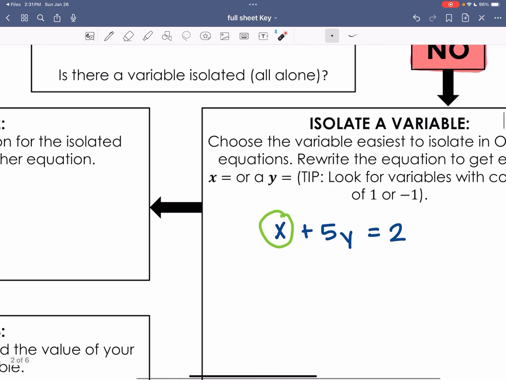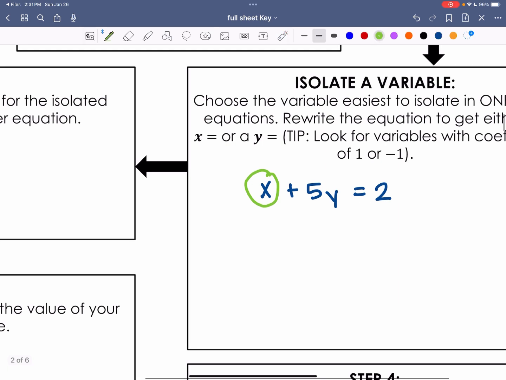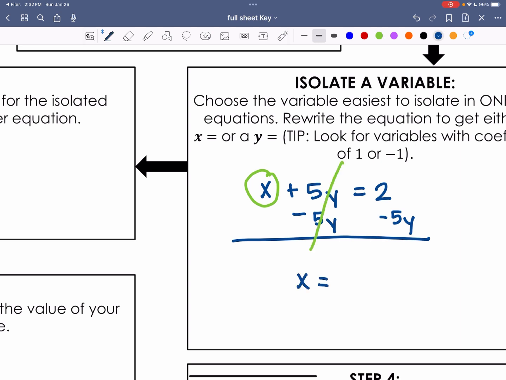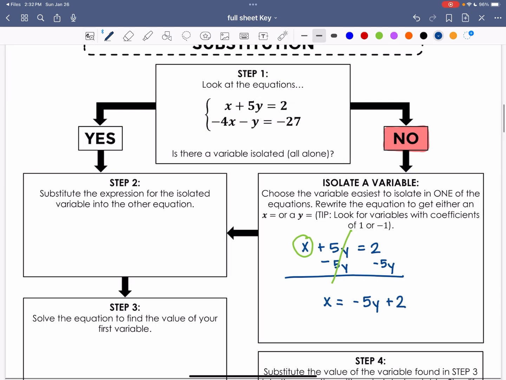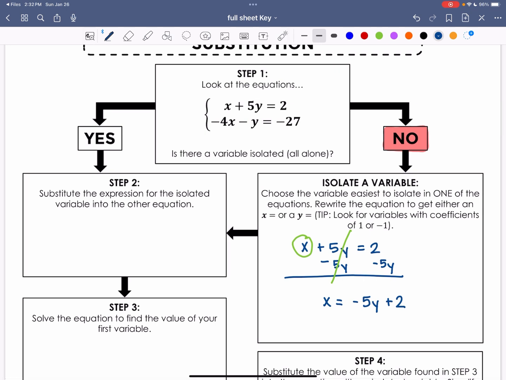Maximum efficiency. So going to the equation that I have, if I want x isolated, I need to get rid of everything that is not that x. So I'm going to subtract 5y on both sides. And that'll give me x equals negative 5y, and then plus the 2 that was already there. So now I have rewritten this top equation so that x is isolated and I do have an isolated variable.